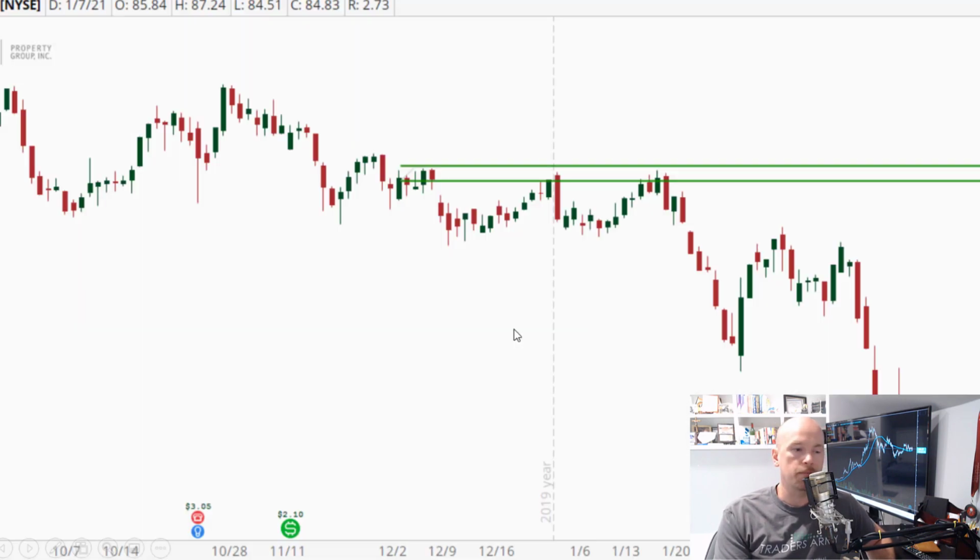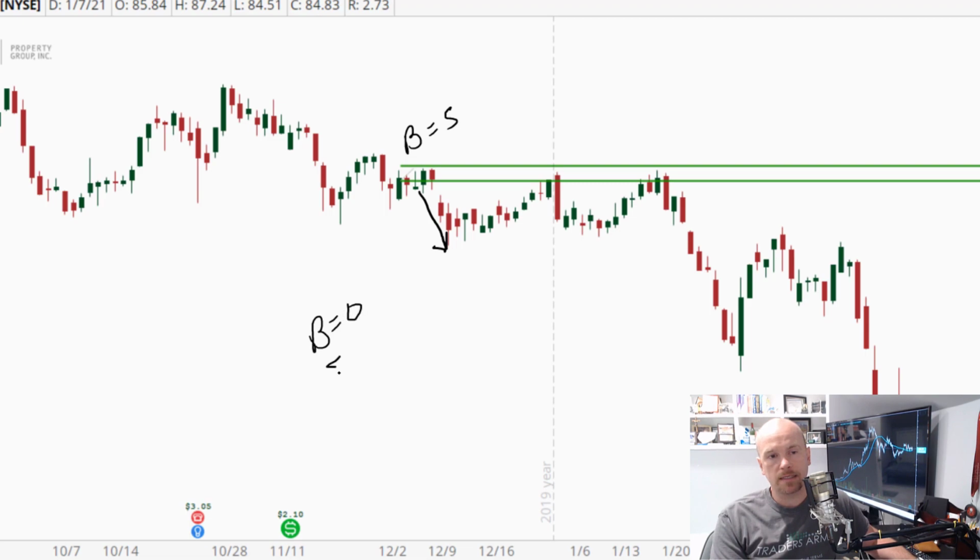Let's look at a short example. In a short example, we have this area over here on the left, which is the origin of the move, right? Upon the origin of the move, we see that buyers and sellers had to be at a state of equilibrium. Price moved away. When price moves away, I know that my buyers equal zero. My sellers had to be greater than zero at that exact point.